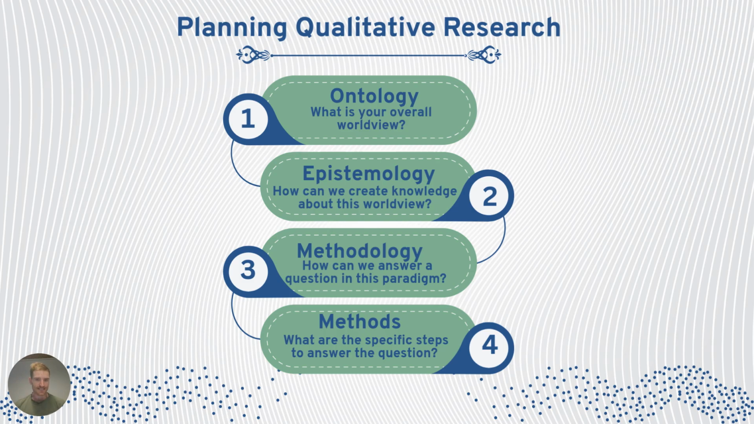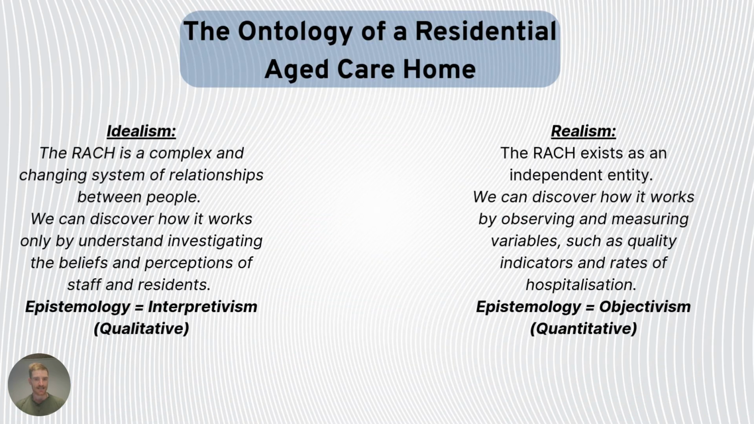So to tie these together a little bit, if we were to summarise different views or understandings of the aged care home back to this slide, a sociologist might come into the aged care home with an idealism ontology, whereas a pharmacist might come in with a realist ontology. So the realist will say the aged care home is mind independent. We can understand it through observation and measurement, like quality indicators and rates of hospitalizations from this particular aged care home.